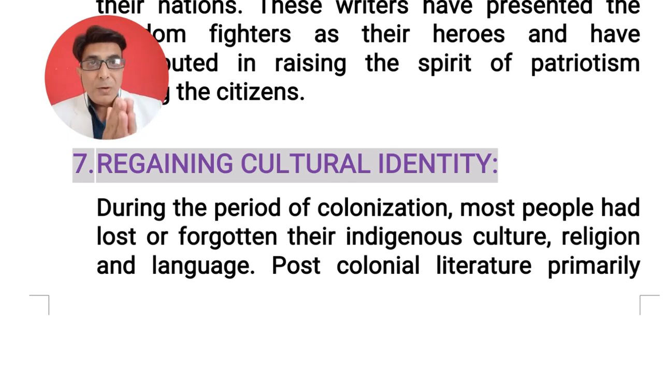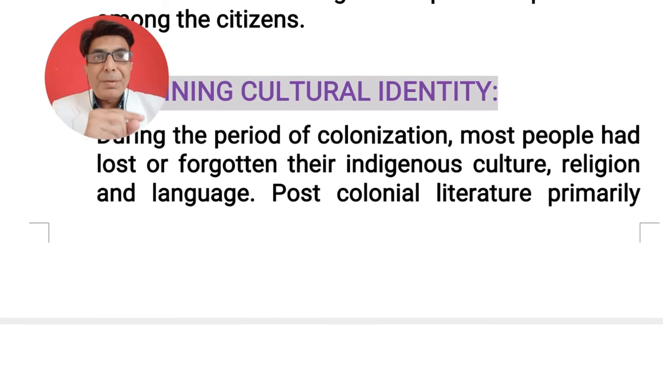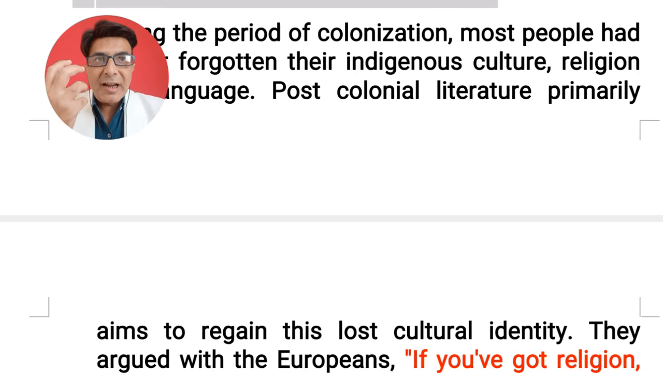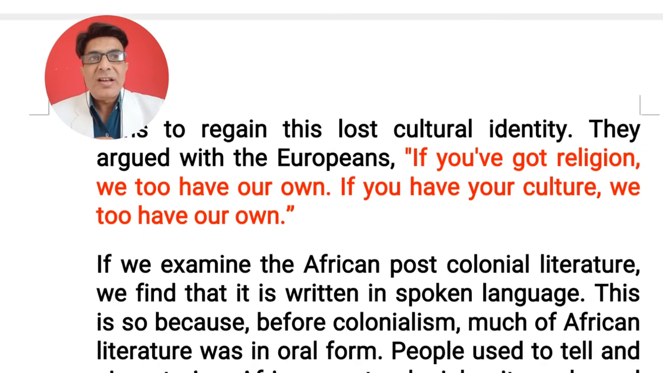And the last point is regaining cultural identity. When you read post-colonial literature, the major theme of this literature is about cultural identity, about regaining, पुनः वापस प्राप्त करना. Regain means वापस प्राप्त करना, what? Our own lost identity. During the period of colonization, as I told you earlier, most of the colonized people had lost and forgotten their own language, their own culture, their own religion. And post-colonial literature mainly tries to regain this lost cultural identity.